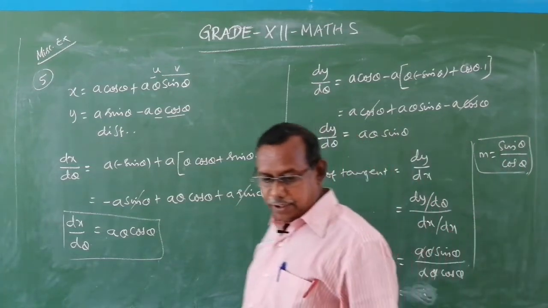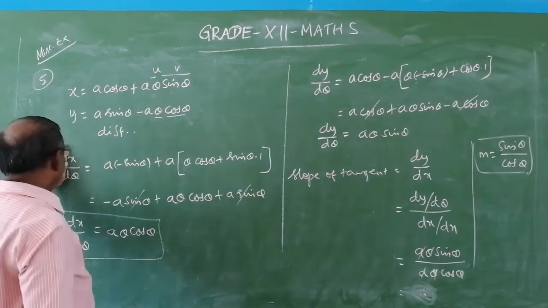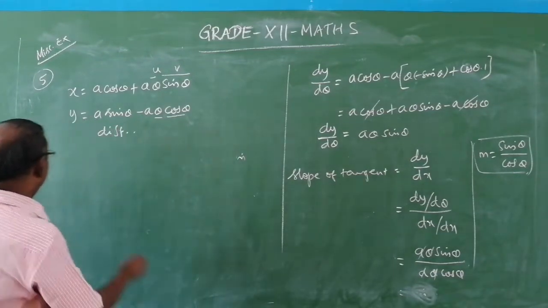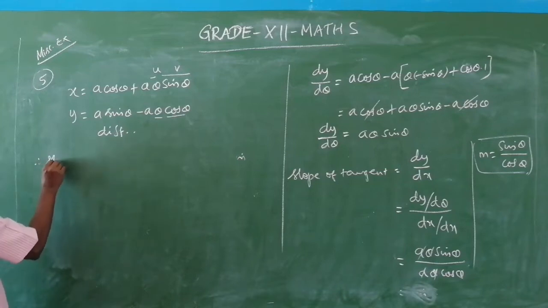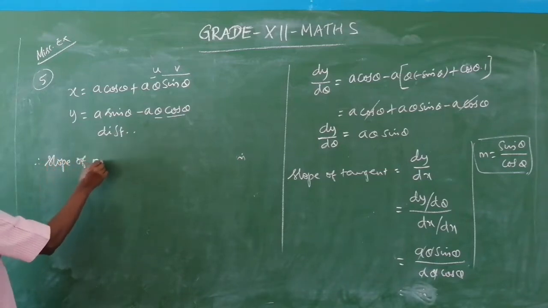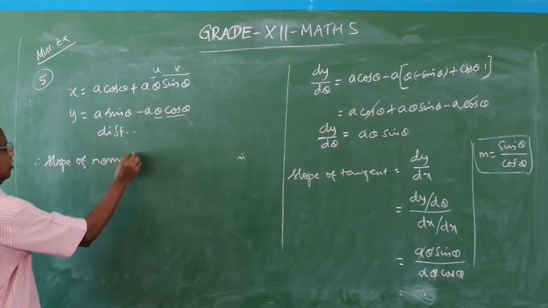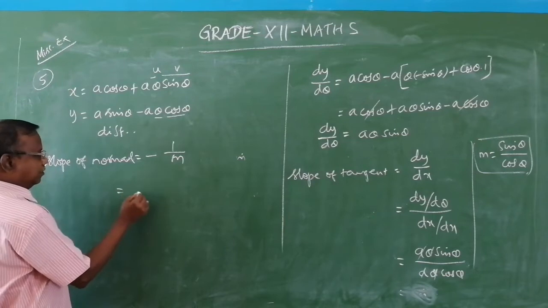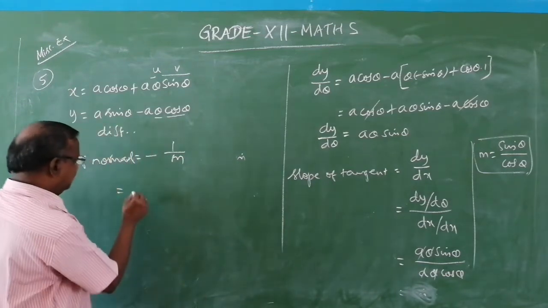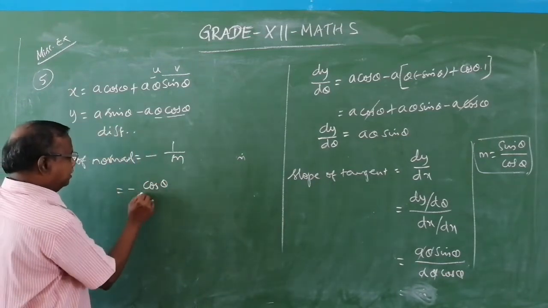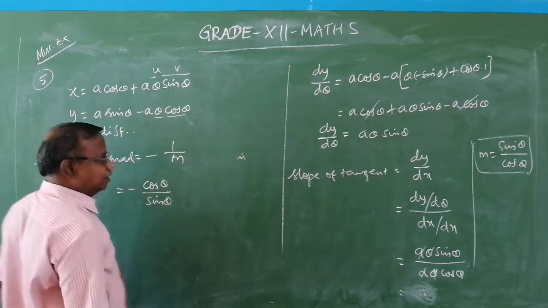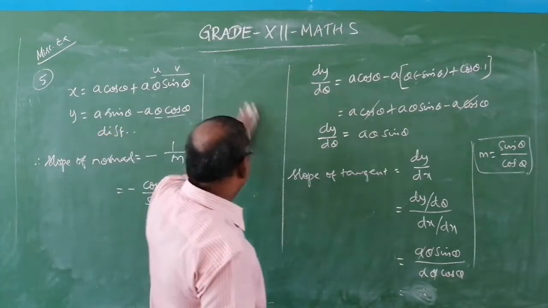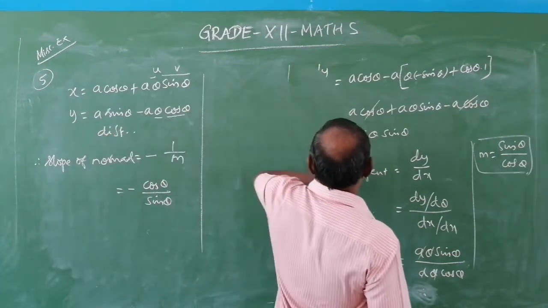Now, we need the slope of the normal. Therefore, slope of normal equals minus 1 by m, that is equal to minus cos theta by sin theta. Now, we need the equation of normal.